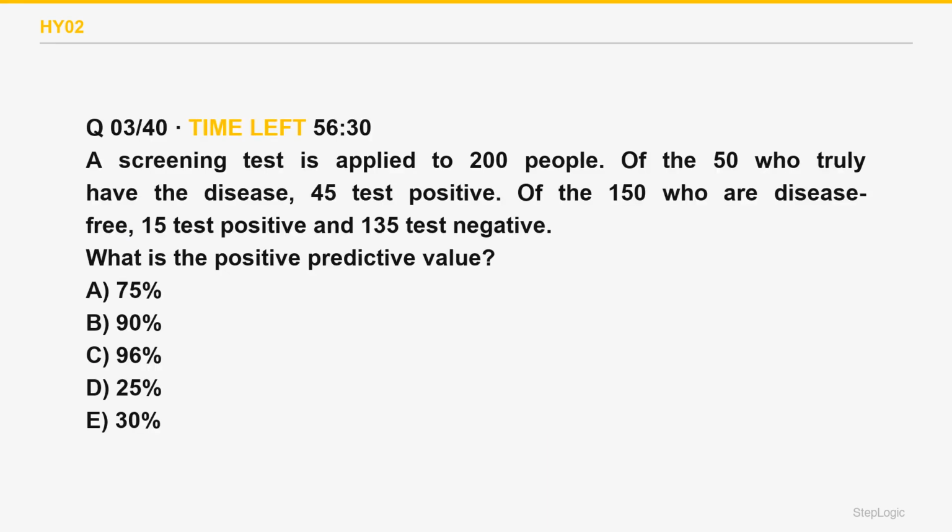What is the positive predictive value? A screening test is applied to 200 people. Of the 50 who truly have the disease, 45 test positive. Of the 150 who are disease-free, 15 test positive and 105 test negative. Read the command, positive predictive value. Of everyone who tests positive, how many truly have the disease?